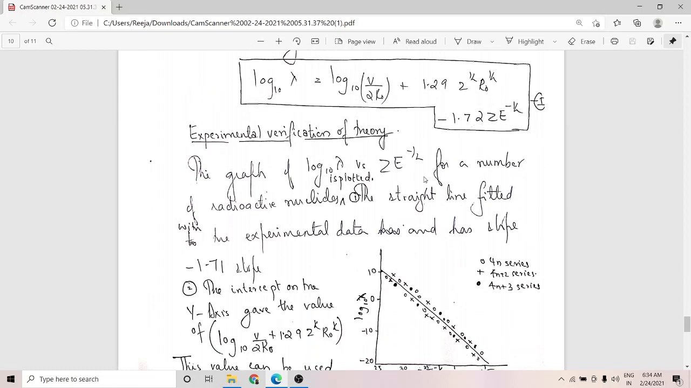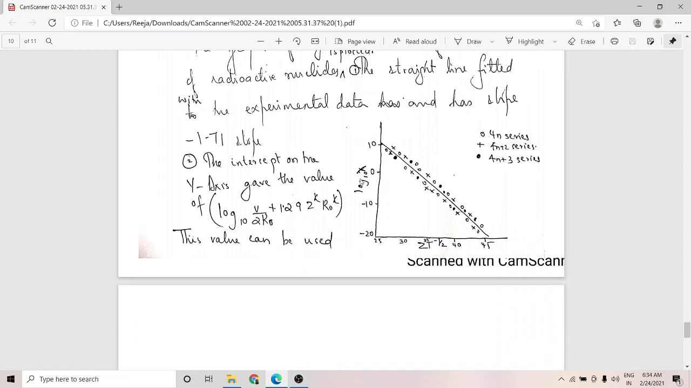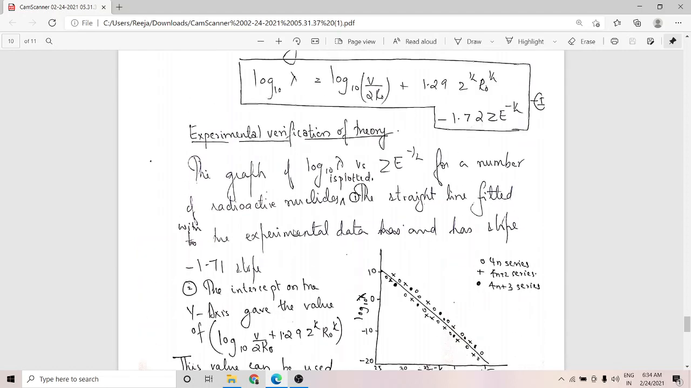Now, we go to the experimental verification of this theory. That is, this theory put forward by Gamow matches with what is experimentally observed. So we are reaching that part. Now a graph of log 10 lambda versus z E raised to minus half is plotted for different radioactive nuclides, and you obtain a straight line which fitted with the experimental data, and it has a slope of minus 1.72. Okay.